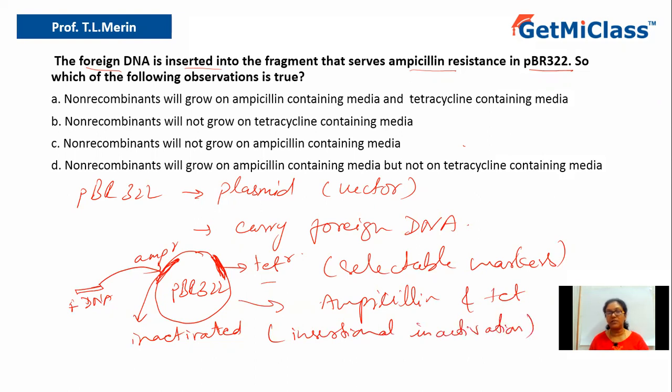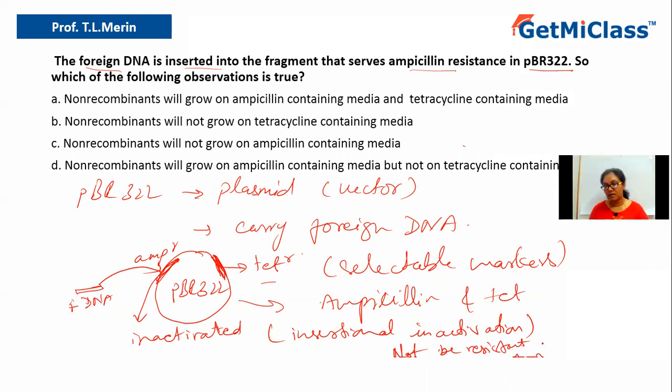The AMP resistant gene will get inactivated, and hence the recombinant, wherever the foreign DNA is present within the AMP resistant gene of PBR 322, will not be resistant to ampicillin. So it will cause loss of the ampicillin resistance. But it will still be resistant to tetracycline because that has not been altered. Only AMP resistant has been altered.